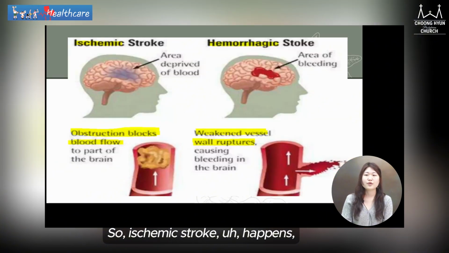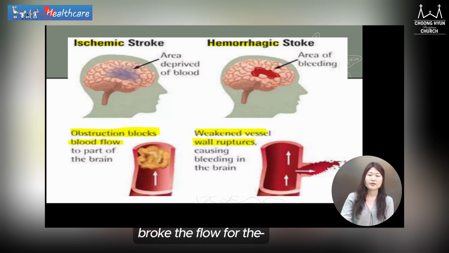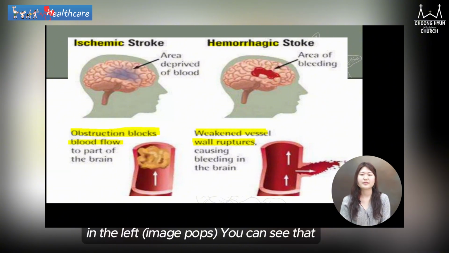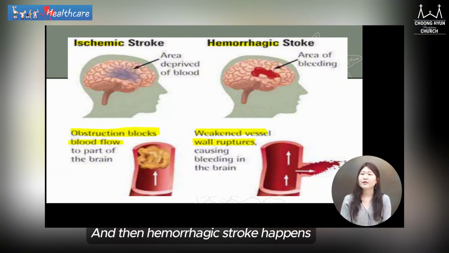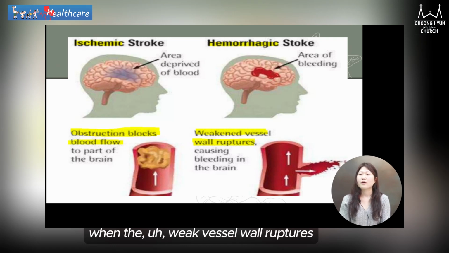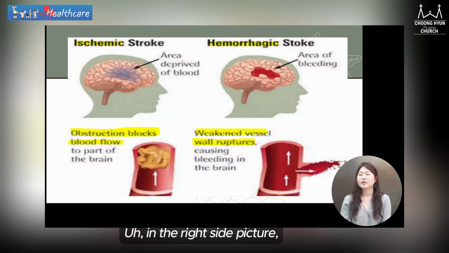So ischemic stroke happens when the blood mass blocks the flow. Let's see the picture on the left. You can see that. And then hemorrhagic stroke happens when the weak vessel wall ruptures. In the right side picture, you can see that.